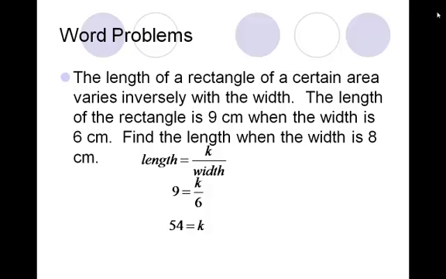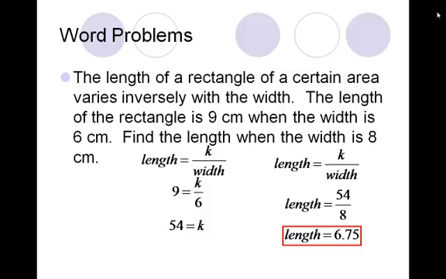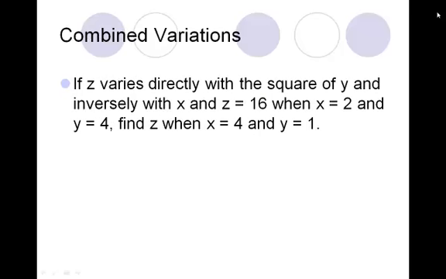Find the length when the width is 8. So let's go back to our original formula. Length equals K over width. We're trying to find the length. We know K is 54, and we know the width is 8. So 54 divided by 8 is 6.75. So the length would be 6.75, and that's centimeters that we were working with here. So 6.75 centimeters.